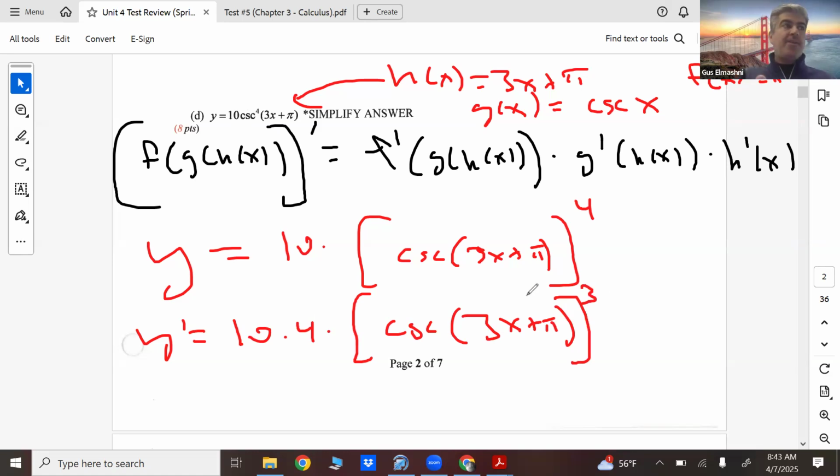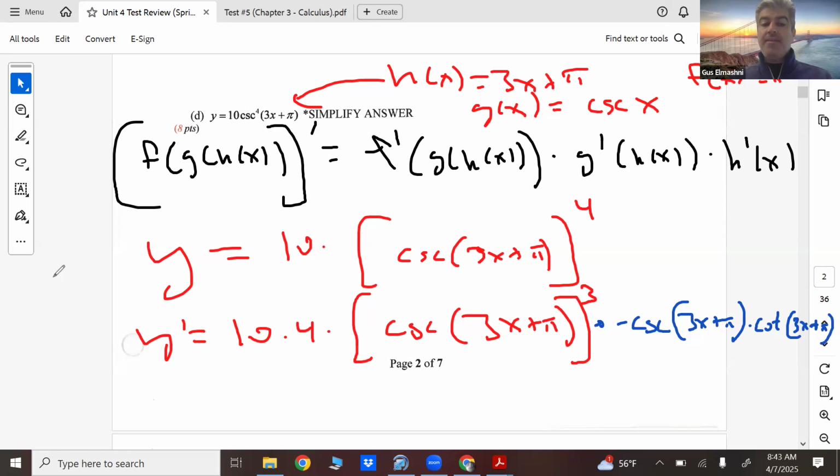Okay, do you see what I've done so far, guys? I moved the 4 to the front, dropped the exponent by 1. But what's now the intermediate? What's the derivative of cosecant? Negative. Yeah, and you're going to have to memorize those. I'm not going to give them to you. I will give you that little cheat sheet that I promised, not for the test, but I'll print it so you guys have access to it. So that'd be negative cosecant 3x plus pi times what? Cotangent 3x plus pi again.